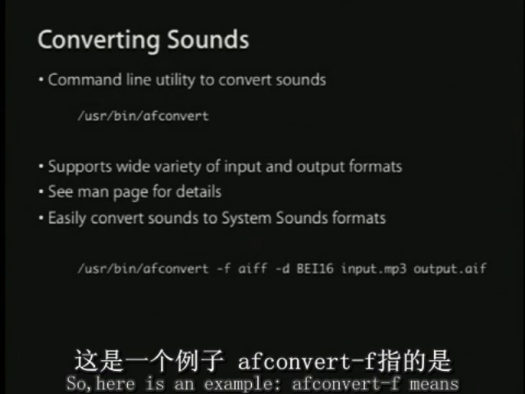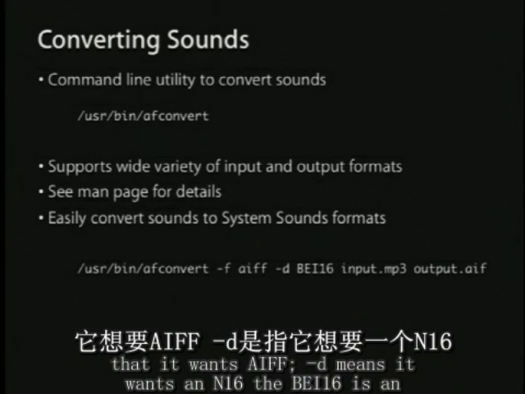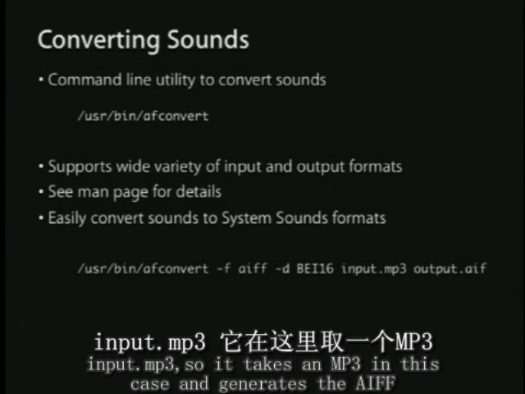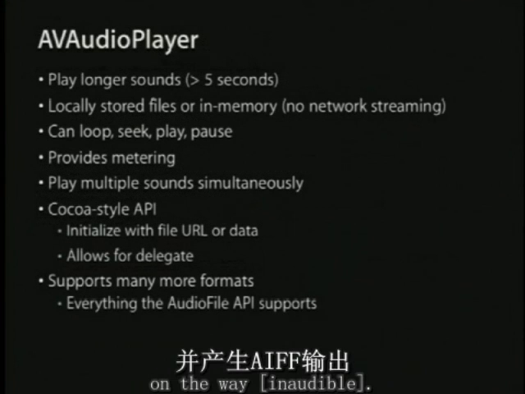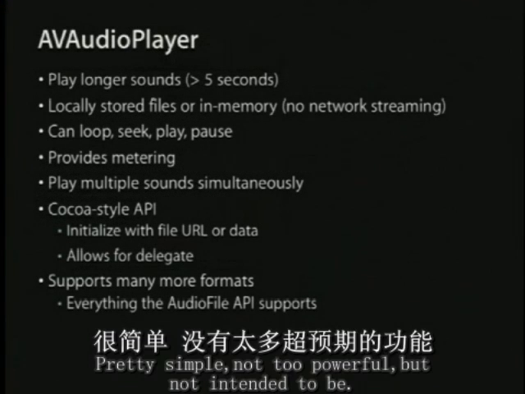So here's an example. afconvert -f means that it wants AIFF. -d means it wants an int16. The BEI16 is an int16 format. Input MP3, so it takes an MP3 in this case and generates the AIFF on the way out. Okay, so that's the system sound API. Pretty simple, not too powerful, but not intended to be.